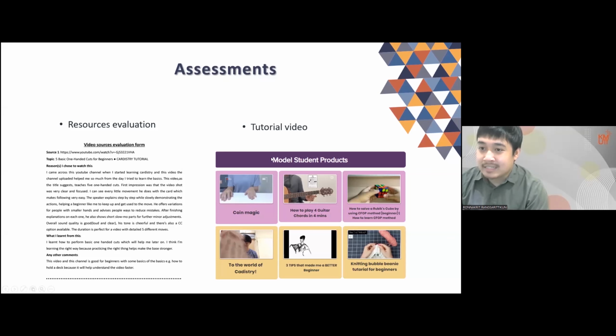And the last one is a tutorial video. Again, this one is available on our website. I think they are pretty amazing. So students did quite a lot of things in the course. There are some students who did coin magic, so playing magic with coins, playing guitar, solving Rubik's cubes, cardistry, digital drawing, digital art, and knitting.